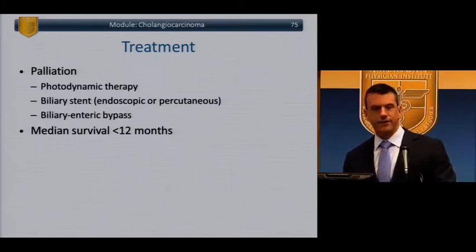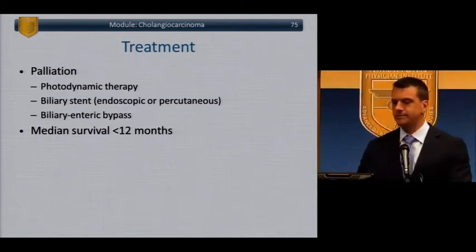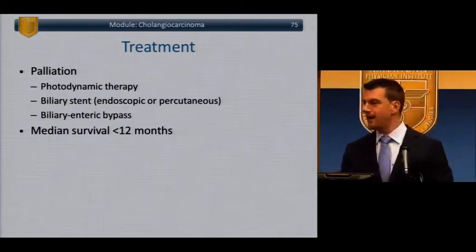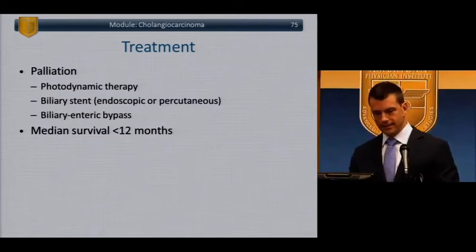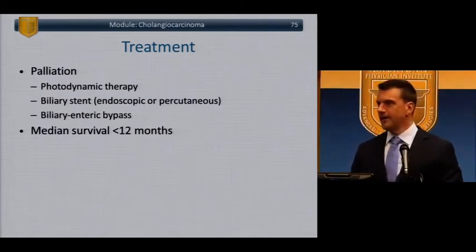For palliation, photodynamic therapy can work. Biliary stenting can at least relieve some of the obstructive jaundice symptoms, and a biliary enteric bypass may be helpful for some disease. Median survival is less than 12 months. So again, another bad actor.